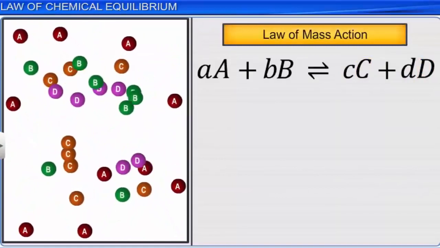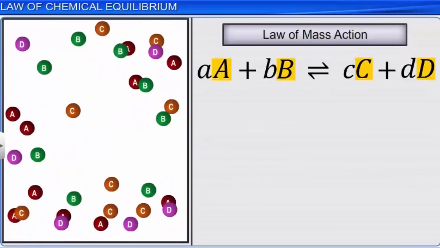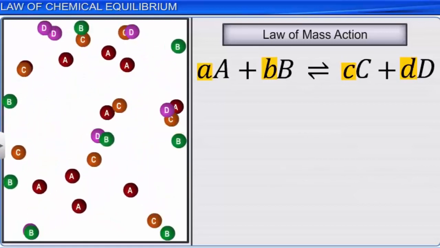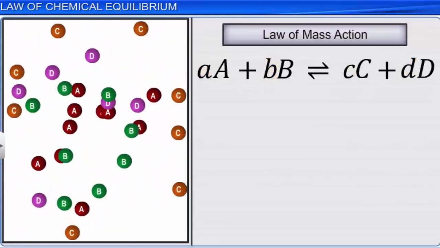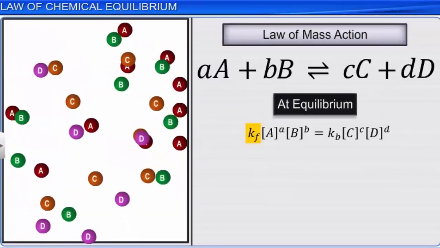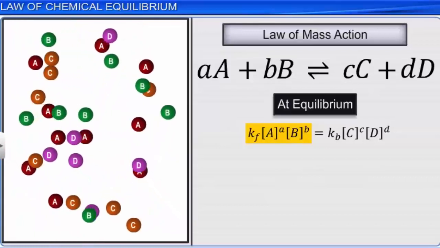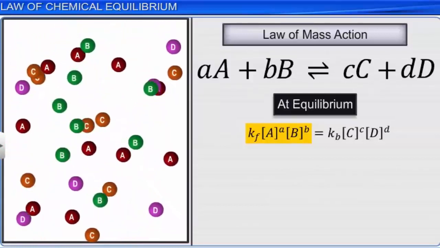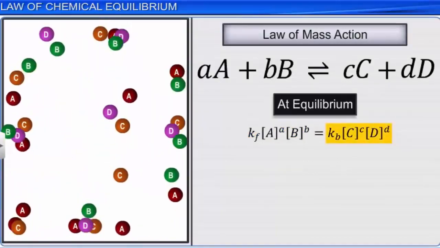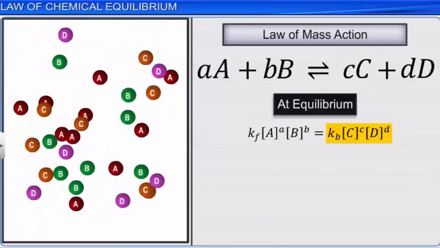On applying the law of mass action, the rate of such a reaction is proportional to the concentration of each species raised to a power equal to the stoichiometric coefficient of the reaction. It, therefore, follows that at equilibrium, Kf multiplied by the product of the concentrations of the reactants, A raised to the power of a and B raised to the power of b, is equal to Kb multiplied by the product of the concentrations of the products, C raised to the power of c and D raised to the power of d.